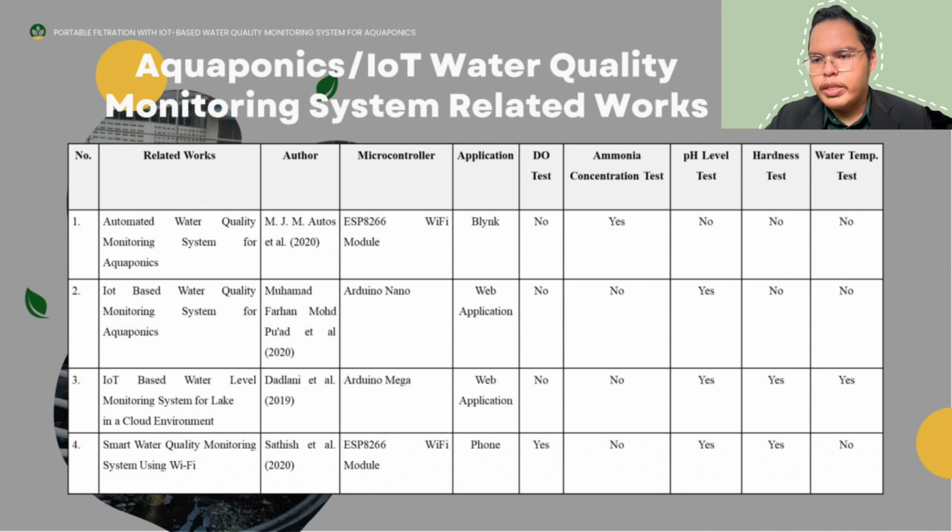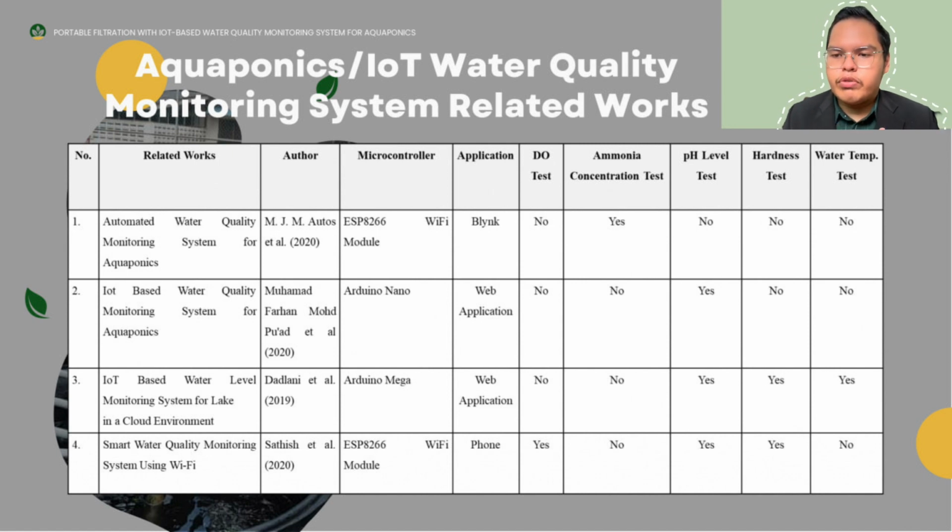For the aquaponics IoT water quality monitoring system, there are also four related works. The first one is the automated water quality monitoring system for aquaponics. The method used is the ammonia concentration test and the Blynk application. The second one is the IoT-based water quality monitoring system for aquaponics by Mohammad Buain, who used an Arduino Nano as the microcontroller and a web application as the IoT application. The device can measure the pH level only.